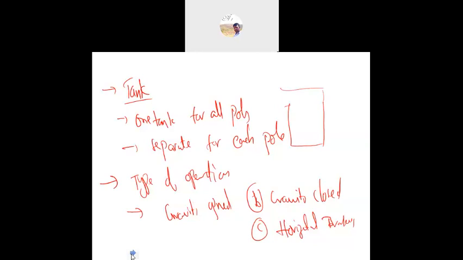Next we will talk about the working voltage, that is, how much working voltage is there. Based upon the voltage rating, we have the low voltage circuit breaker and the high voltage circuit breaker.